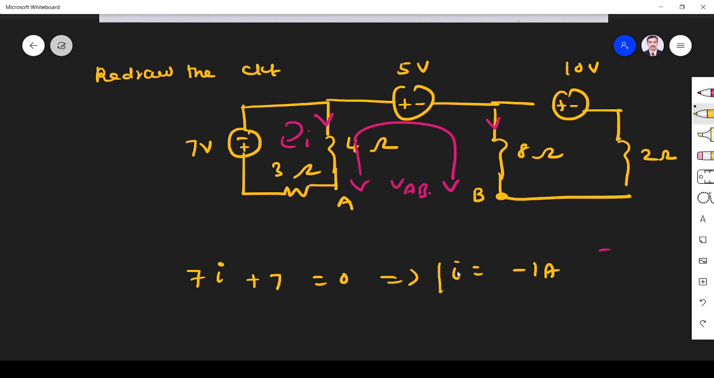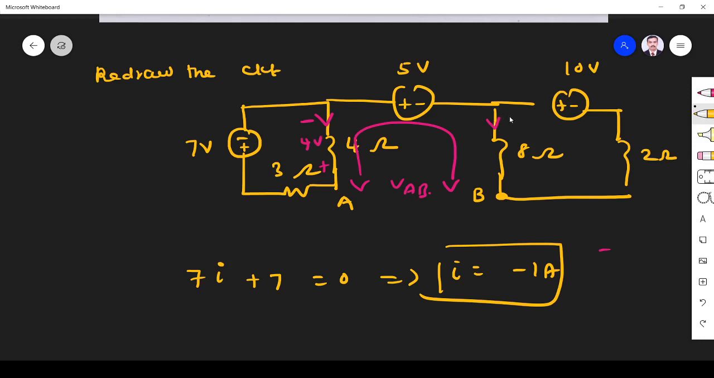I is equal to minus 1 ampere means what is the voltage drop at this terminal? 4 into minus 1, minus 4, right? So minus 4 volt here. Voltage across this 4 ohm is minus 4. Minus 4 means it should be minus. This should be plus 4 volt. I can express like this. Okay, this one 4 volt we got. Here 5 volt. Next I have to find the current through this.